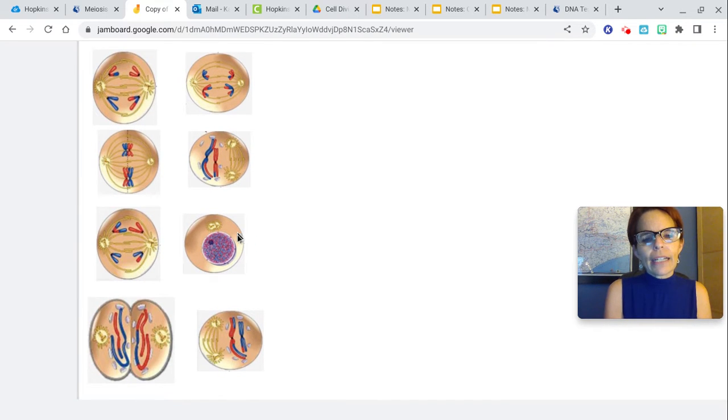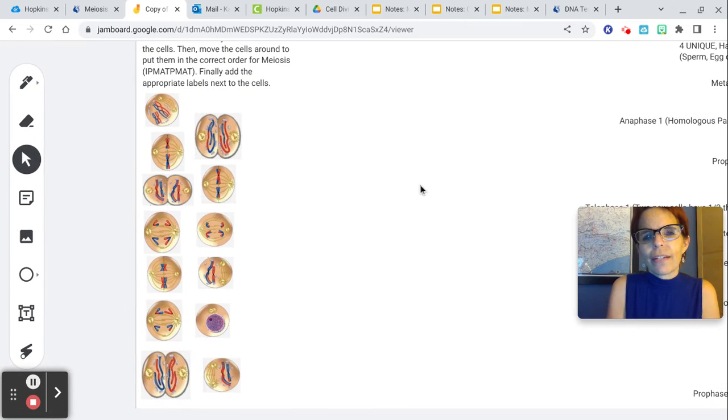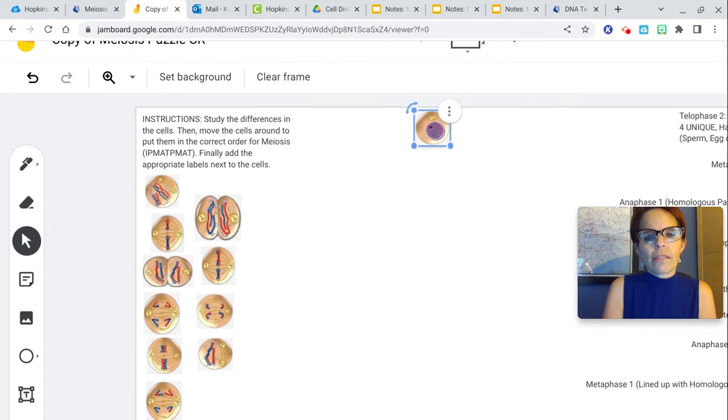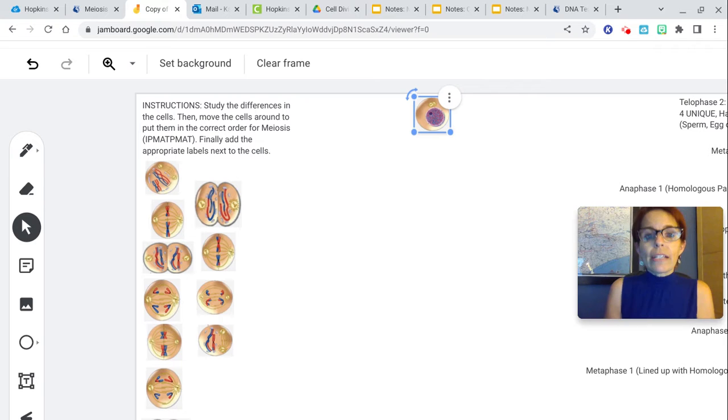Oh, wait a minute. I recognize this cell. That cell looks like interphase, right? That's just the normal cell. Why don't we try putting that one up at the top? Let's move that cell. Let me squeeze out a little bit here. There we go. I'm trying to magnify it for you. All right, so let's put this cell all the way up at the top. My touch screen works really nice, so I think I'm going to put it up at the top. Okay, so I'm pretty sure that that's interphase.